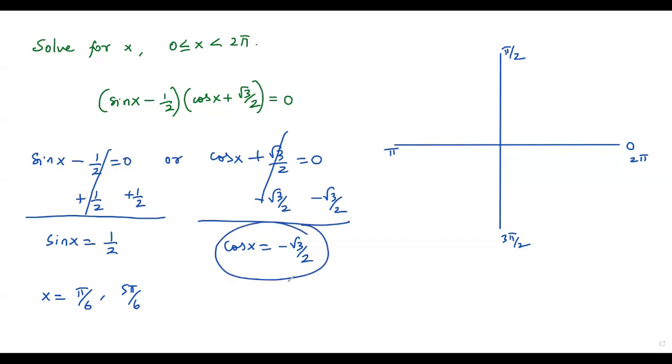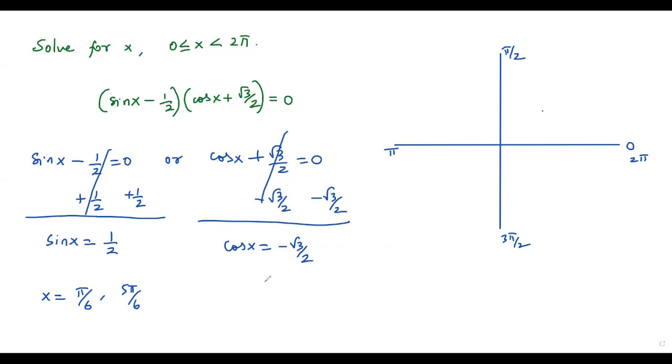Here the value of cosine x is negative square root of 3 over 2. So the value of cosine is negative. Usually the cosine takes a negative value in the second quadrant and third quadrant over here. So for this one also we'll be getting two solutions. One will be in the second quadrant, the other one will be in the third quadrant. In the first quadrant and in the fourth quadrant, cosine is positive, so we cannot consider the first and fourth quadrants because here cosine is negative.